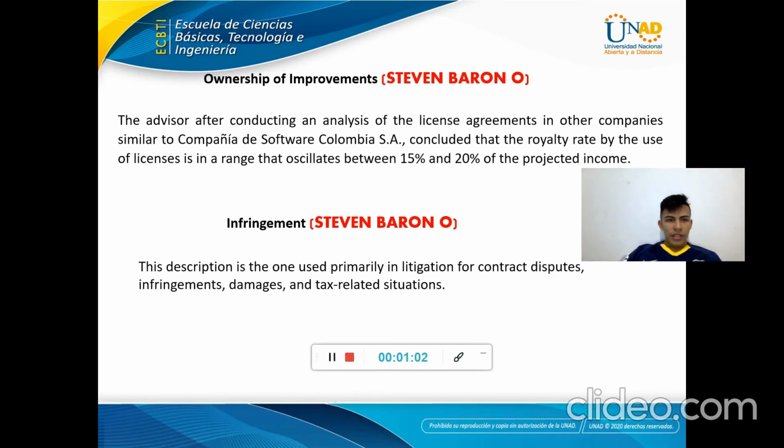Ownership of improvements. The advisor, after conducting an analysis of the license agreements in other companies similar to Compañía de Software de Colombia, concluded that the royalty rate for the usage of the license is in a range that oscillates between 15 and 20 percent of the projected income. Infringement: used primarily in litigation for contract disputes, infringement, damages, and tax-related situations.